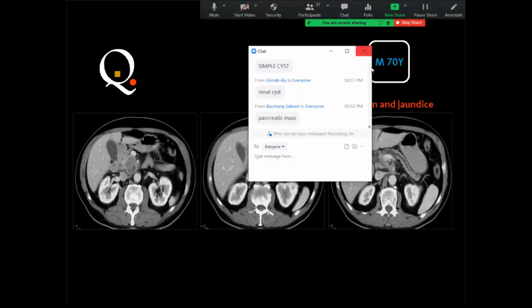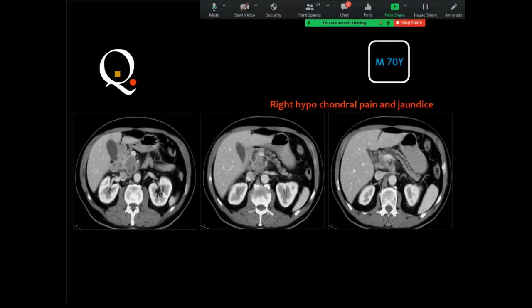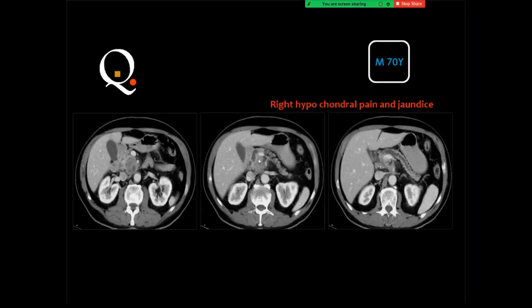Yes, and this is a pancreatic mass, and the only well-known, most common mass is pancreatic cancer. This is carcinoma of the head of the pancreas that has obstructed the main pancreatic duct, and the duct is markedly dilated with atrophic changes in the pancreatic body and the tail.